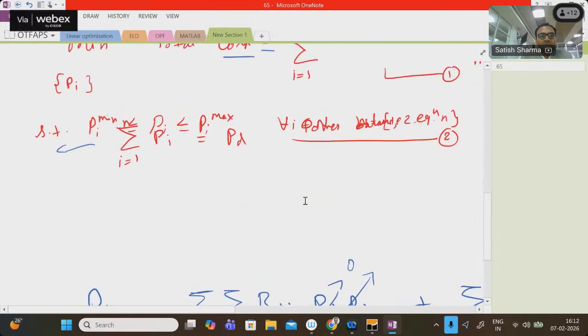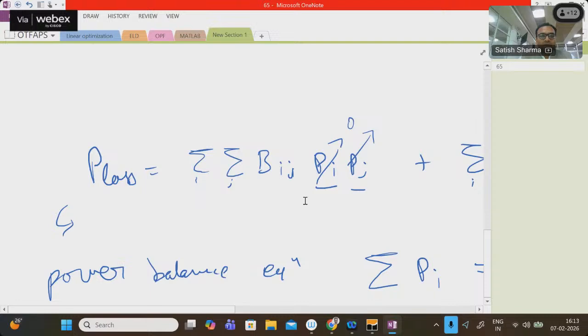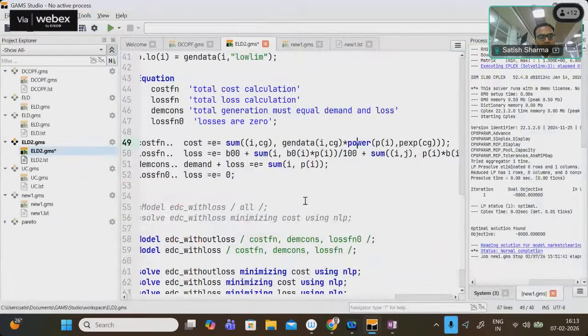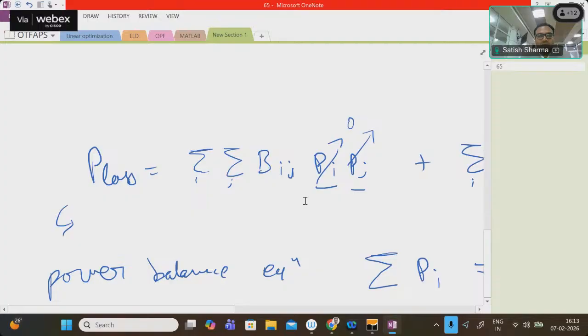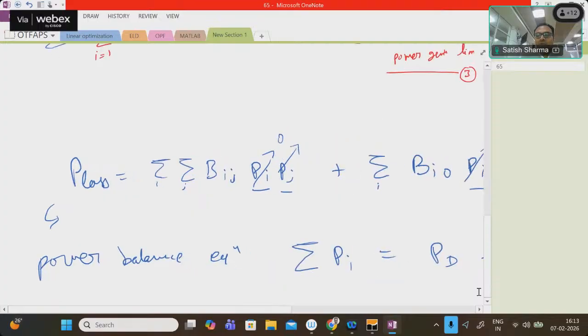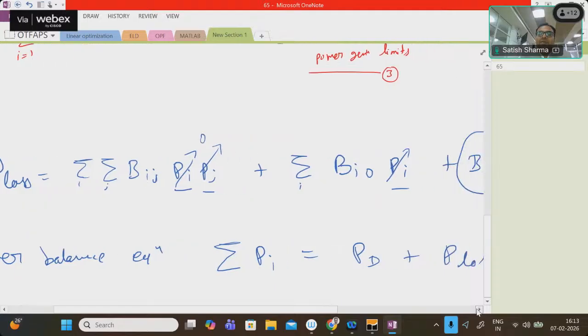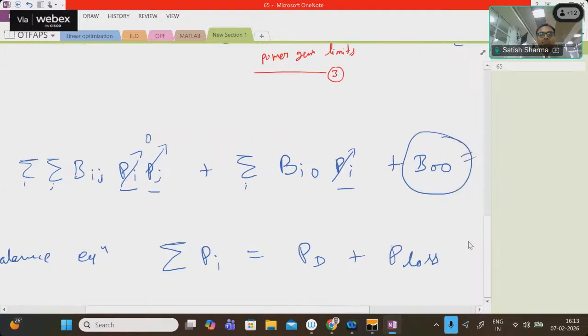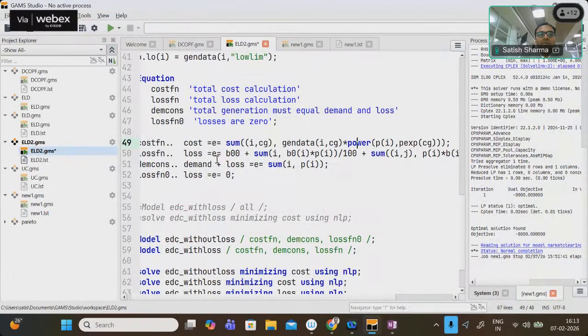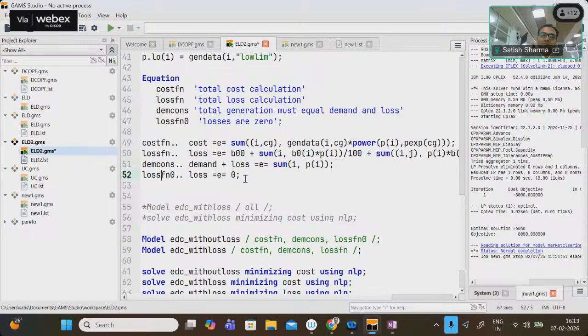The power balance equation was summation of Pi equals PD plus P loss. This was the equation, and we are also writing it like this, that the demand plus losses is equal to summation over i of PG. I have defined one more equation, which says that losses are equal to 0. So this extra equation, which is in line number 52, I have defined it additionally.